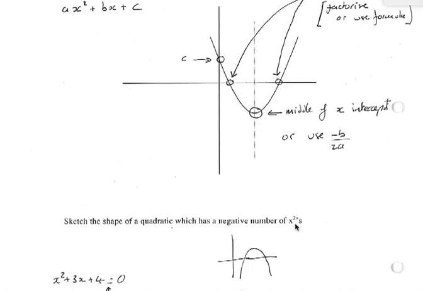If the quadratic has a negative number of x squareds, the only thing that will change is that instead of a U shape we get an N shape.